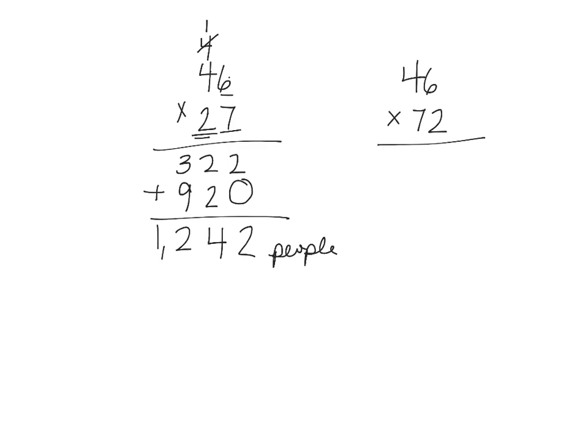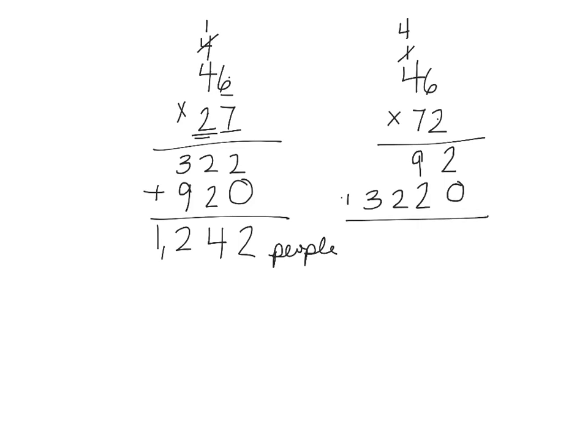2 times 6 is 12. Bring down my 2, carry my 1. 2 times 4 is 8, plus 1 is 9. Put in my place filler. 7 times 6 is 42, so put my 2 down there. And I might want to cross out this 1 so I don't forget that we are moving on to the 4. 7 times 4 is 28, plus 4 is 32.